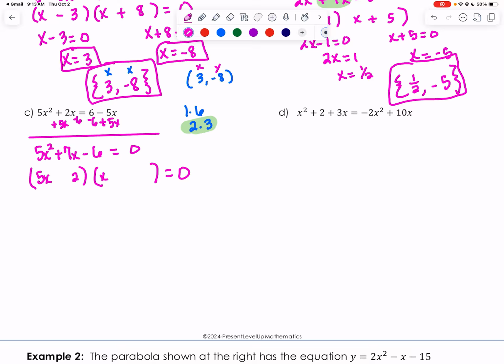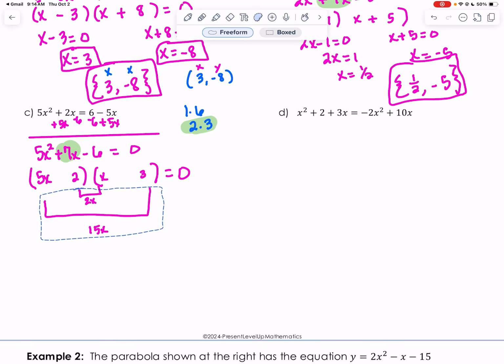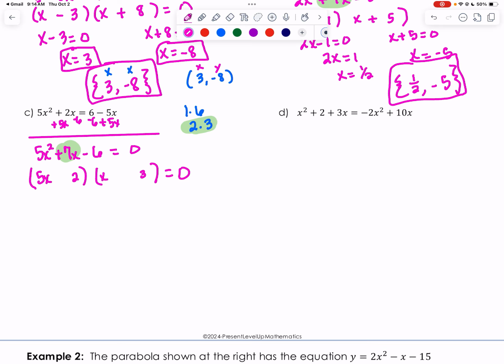So I'm going to put a 2 here and a 3 here and check the outer terms. That'd be 15x. And the inner terms, 2 times x is 2x. Now, you want to ask yourself, look at this middle term. Is there any way I can get a 7x from 2x and 15x? And there is not. So 2, 3 did not work. So let me erase this real quick here. Okay, so let's try 3, 2.